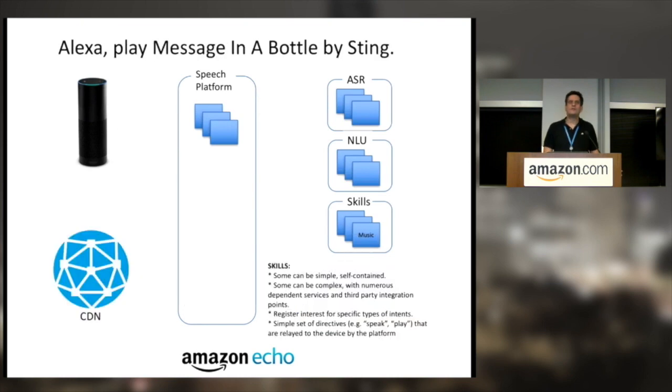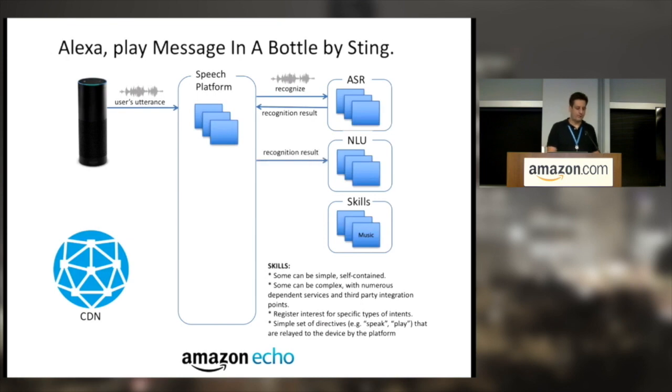Okay. So now let's look at another use case. This time I will tell Alexa, play Message in a Bottle by Sting. The beginning is done the same. The WakeWord engine will listen and hear the word Alexa. It will forward the voice to the speech platform. The speech platform will send my text to the ASR, the automatic speech recognition, that will return a recognition result.